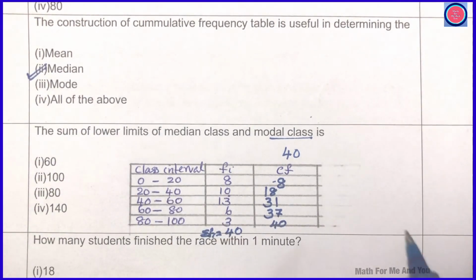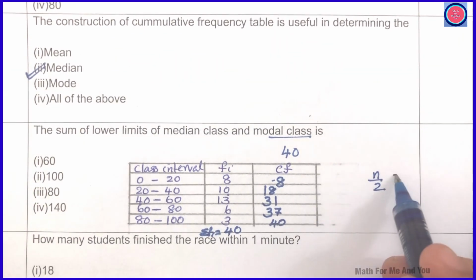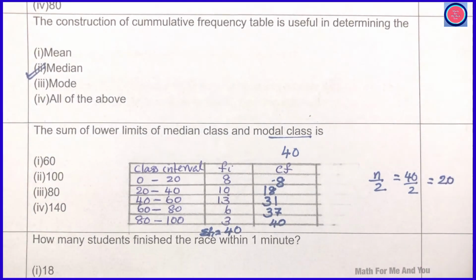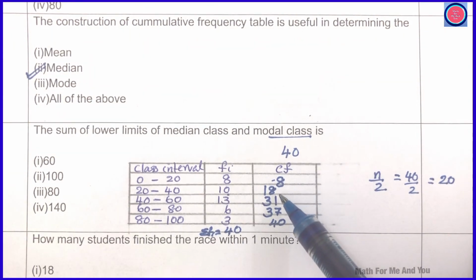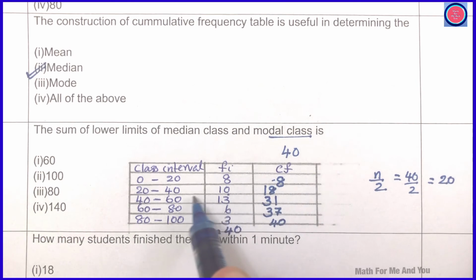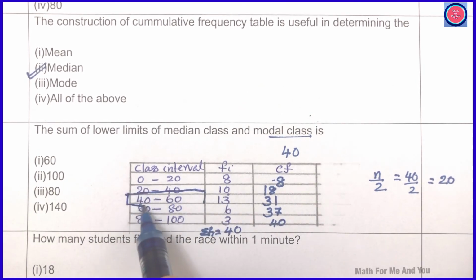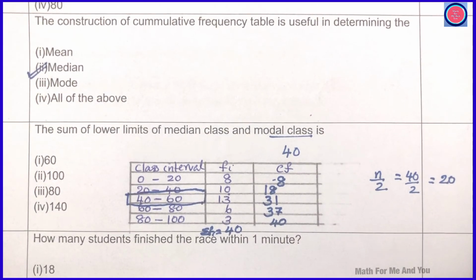Now we need to find the median class. How can we find that? With the help of n over 2. N means total frequency. That is 40 over 2. We know the number is 20. And we will look in the cumulative frequency column for which value is just above 20. 18 is less than 20. 31 is just above 20. So we will select that class as the median class. So what is the median class? Here we get 40 to 60 because its cumulative frequency is just above 20.